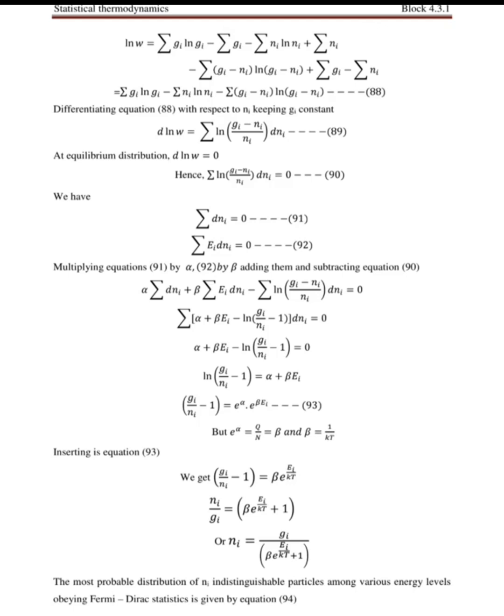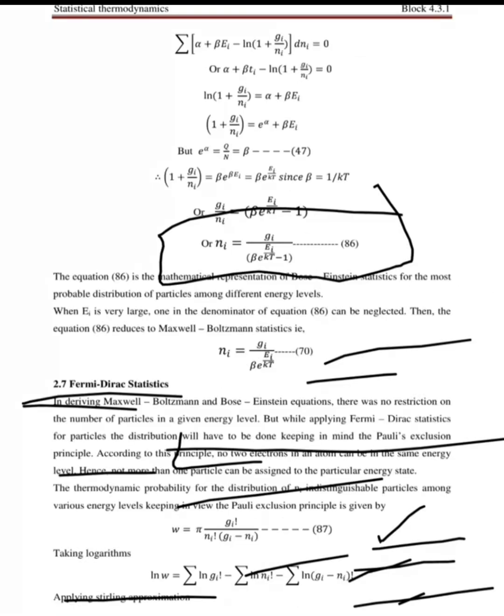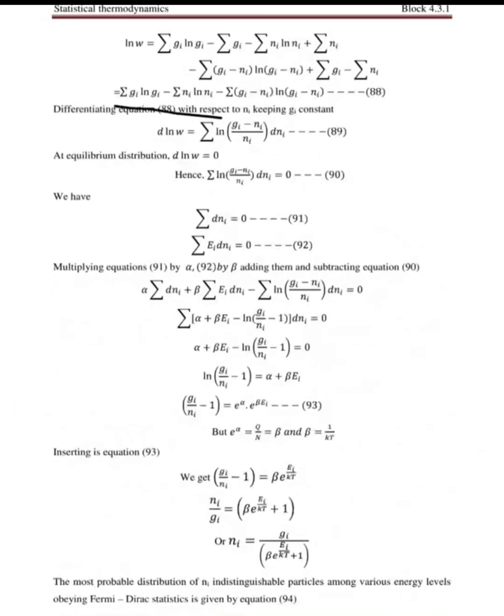So it can be written, by applying the Stirling approximation, as the summation of Gi ln of Gi minus the summation of Ni ln of Ni minus, and so on. That is equation 88. Further differentiating, we will get equation 89.